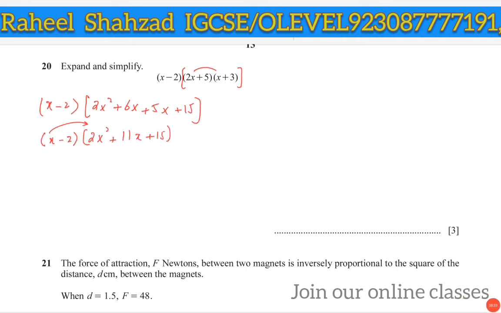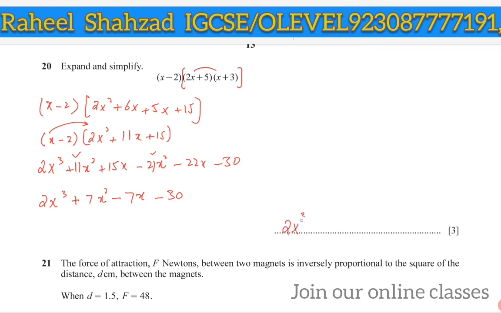So we are going to multiply it in this way. It's 2x cube now plus 11x square plus 15x minus 4x square minus 22x minus 30. We rearrange it. 2x cube plus 7x square, 11 minus 4, minus 7x minus 30. So you need to write your answer here. It's 2x cube plus 7x square minus 7x minus 30. Okay.